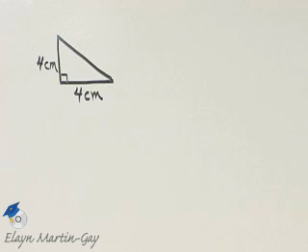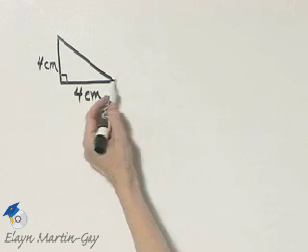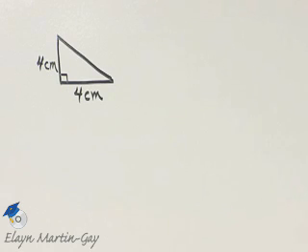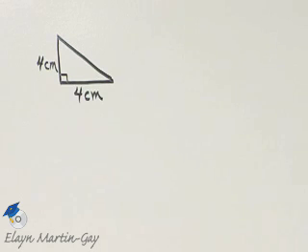Make sure you read and reread your problem, and then it would be helpful to draw a quick diagram as I have done here. This is a right triangle. This leg length is 4 centimeters, this leg length is 4 centimeters, and we want to find the length of the missing side. That would be the hypotenuse, the length across from the right angle. So we'll use the Pythagorean theorem.